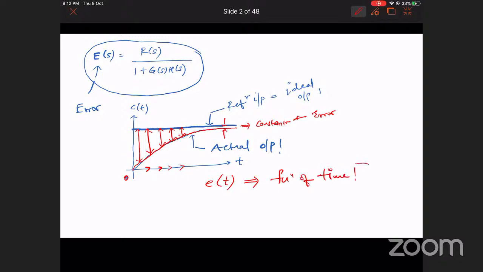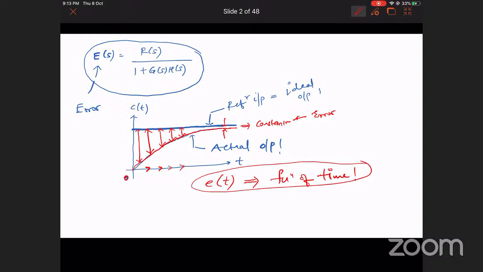Okay, is this line justified for you guys? Have you understood why I write E as a function of time? Because as you can see, when time is progressing ahead, the magnitude of error goes on decreasing, and at the end, error becomes constant. So can't you see that error is a function of time?